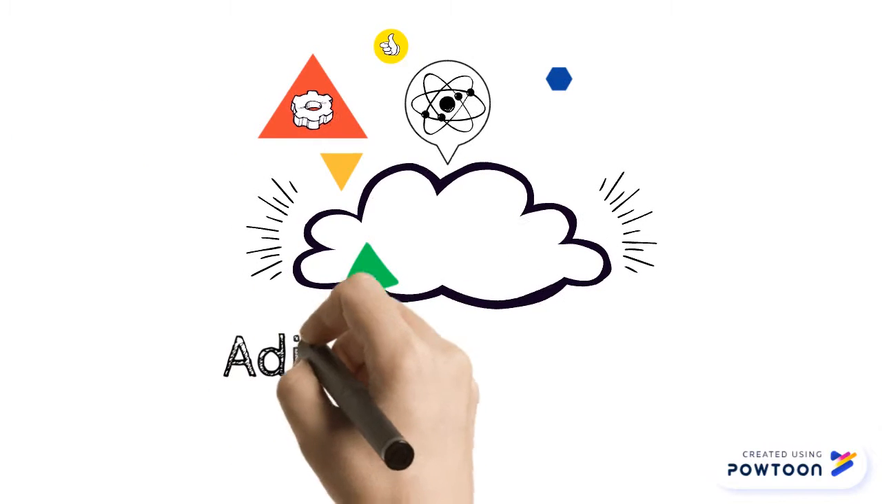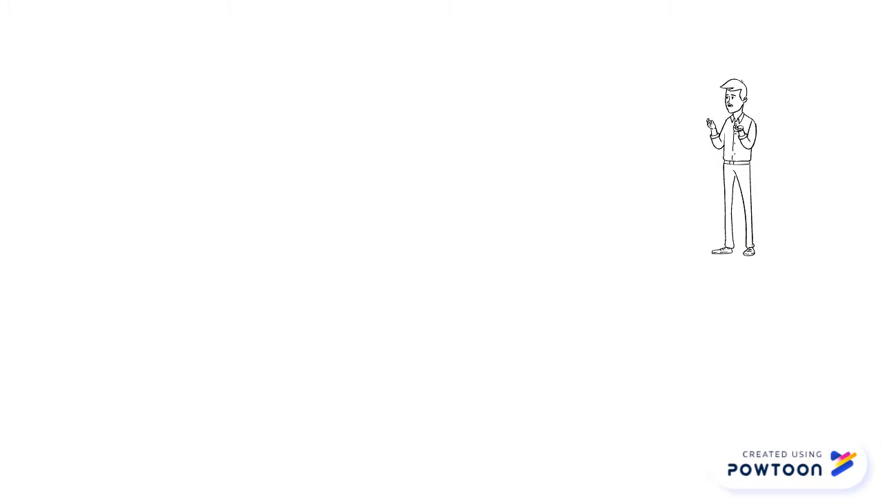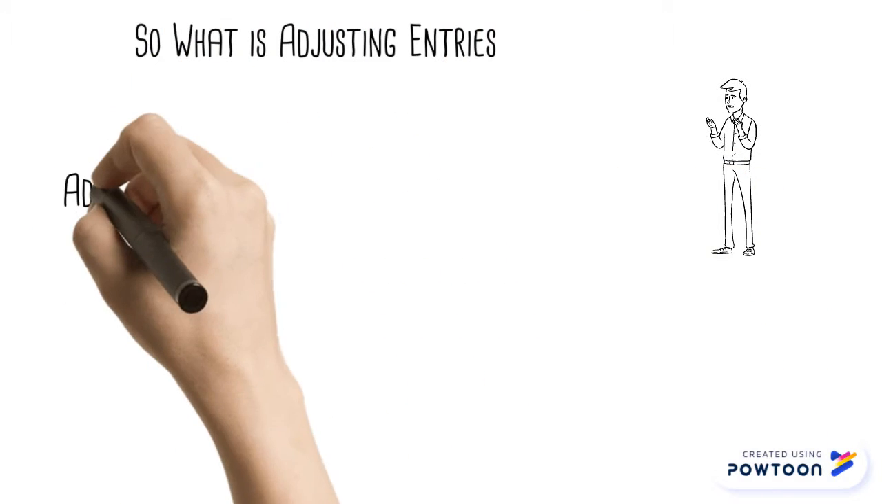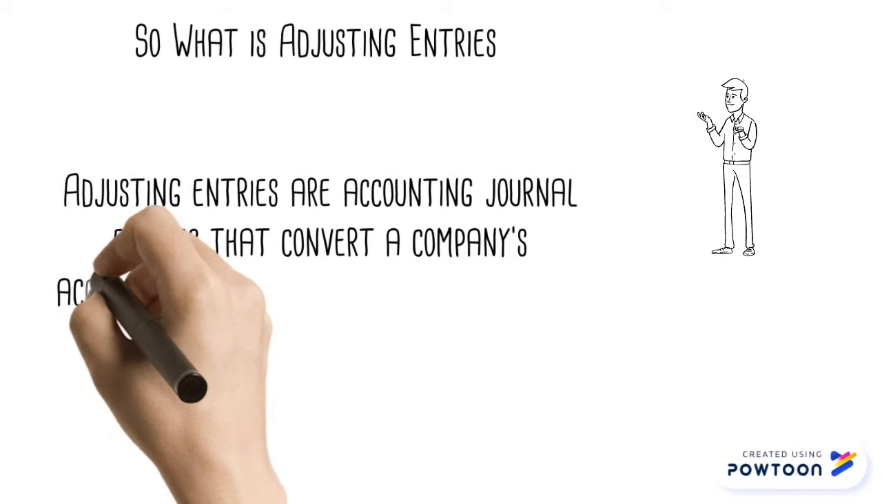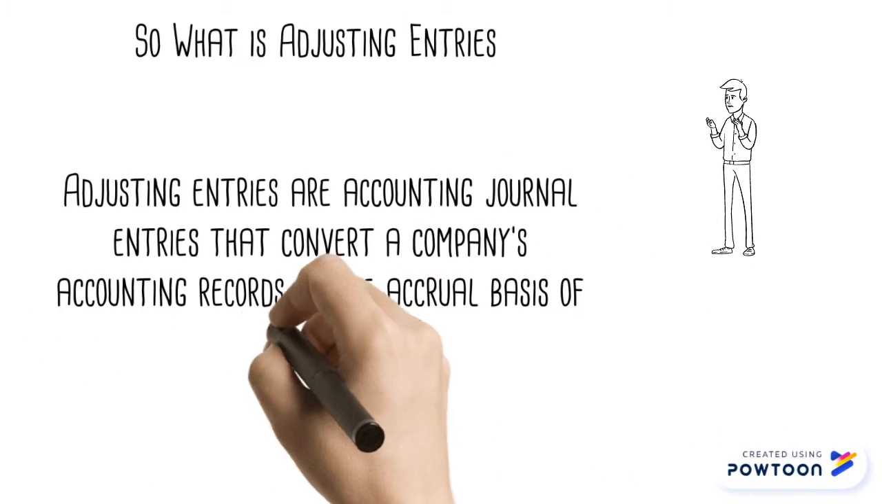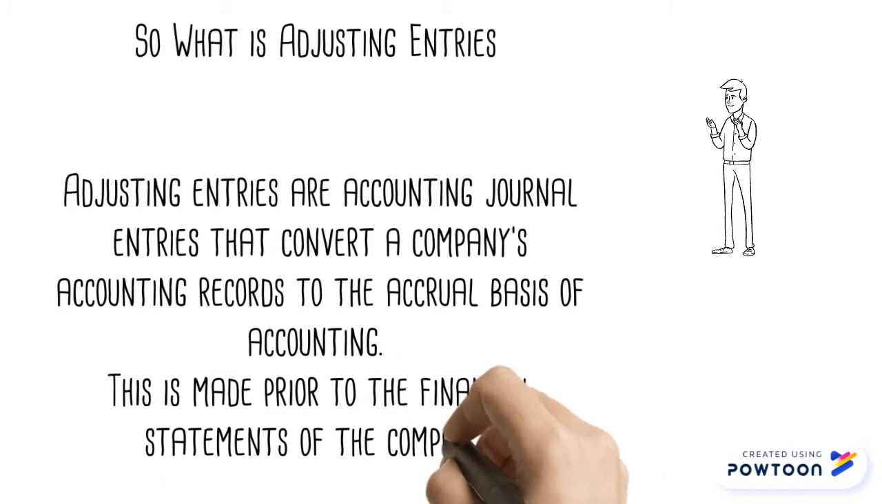What is adjusting entries? Adjusting entries are accounting journal entries that convert a company's accounting records to the accrual basis of accounting. This is made prior to the financial statements of the company and helps future investors understand the statements from the business.